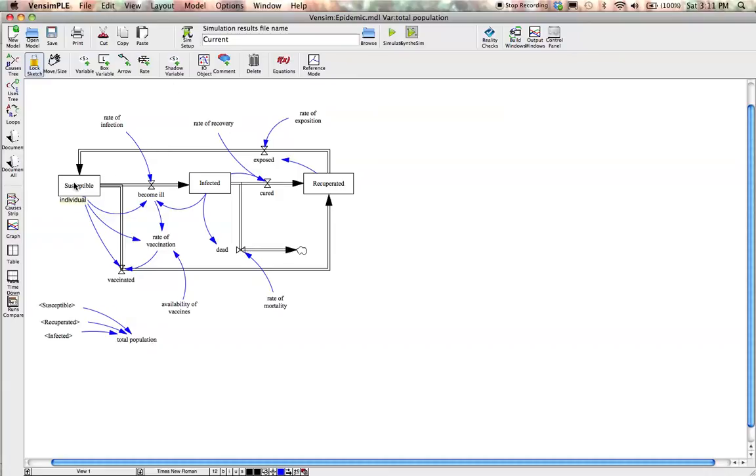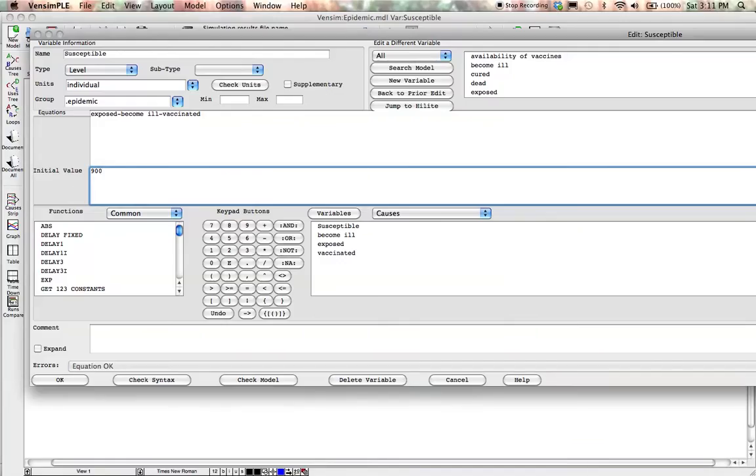Let's take a look at the susceptibles and what goes out of that. Let me look at the equations. The susceptibles are equal to the exposed minus the ones that become ill minus the vaccinated. There's an initial value of 900 in this population, and the units are individuals.